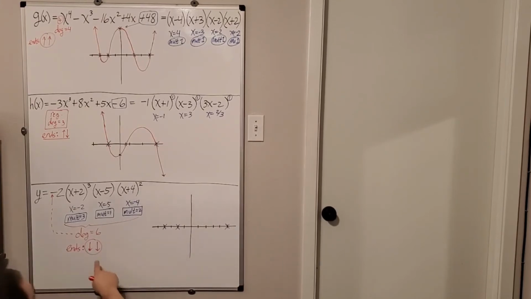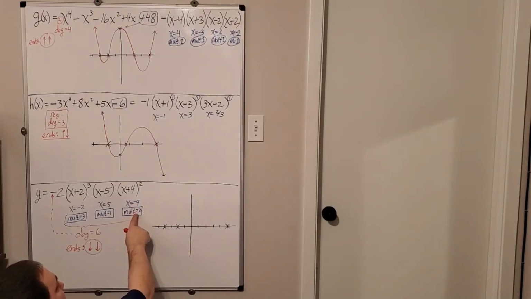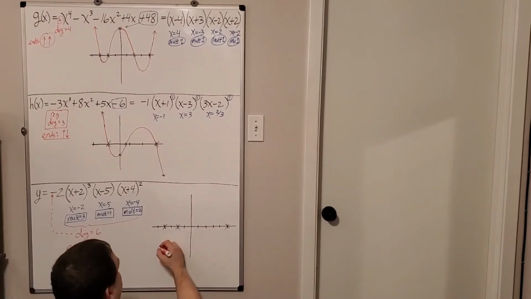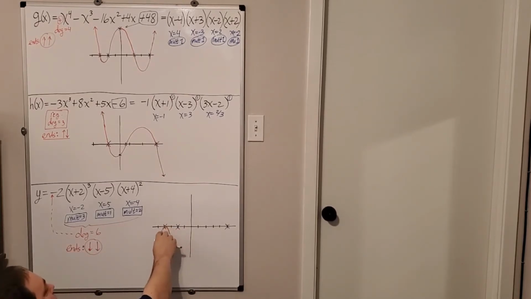Now my endpoints are supposed to be down, down. So I'm going to start from down here. And then I'm going to approach that first intercept. But that first intercept at -4 had a multiplicity of 2. So I'm not going to go through it. Remember, x squared, multiplicity of 2, that's a parabola shape. So I'm going to approach it and bounce off of it like this. That's a parabola shape in the neighborhood of -4.